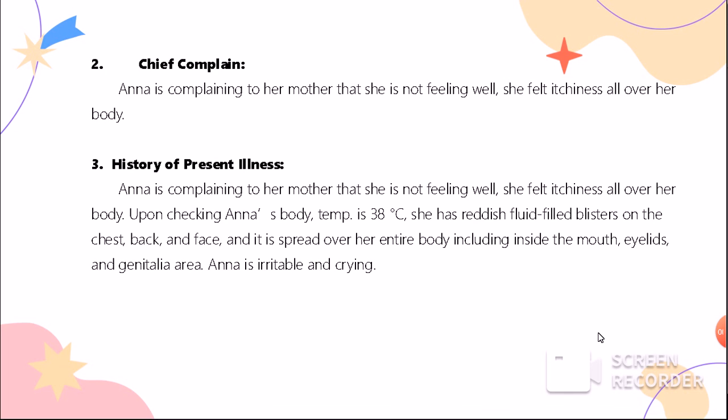Chief complaint. Anna is complaining to her mother that she is not feeling well. She felt itchiness all over her body. History of present illness. Anna is complaining to her mother that she is not feeling well. She felt itchiness all over her body. So upon checking, Anna's body temperature is 38 degrees Celsius. She has reddish fluid-filled blisters on the chest, back, and face. It is spread over her entire body, including inside the mouth, eyelids, and genitalia area. Anna is not feeling well. She is irritable and crying.